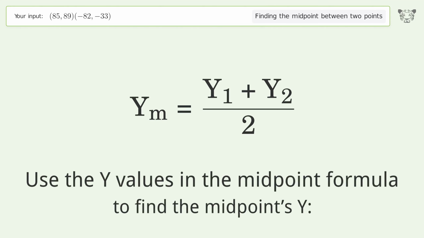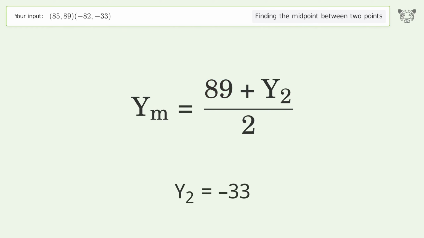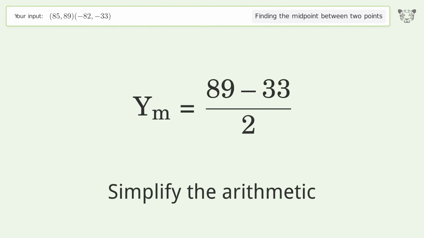Use the y values in the midpoint formula to find the midpoint's y. y1 equals 89. y2 equals negative 33. Simplify the arithmetic.